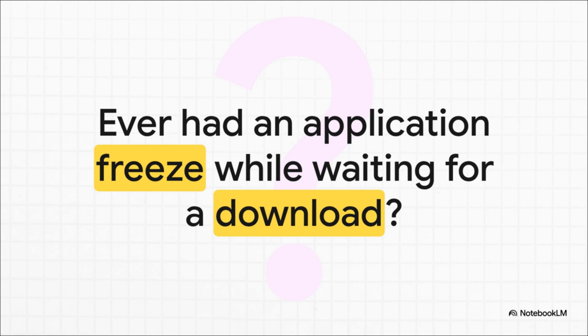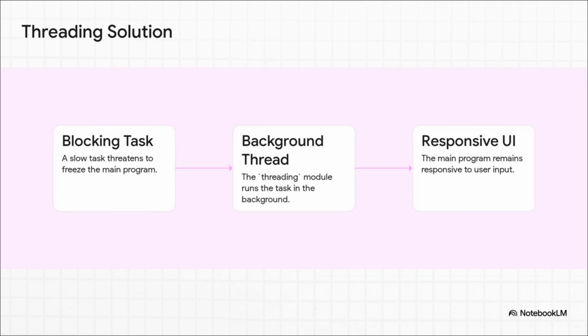Staring at that spinning wheel of death, just wondering if the program has completely crashed. The problem, almost always, is a single-threaded app that's totally blocked, waiting for some slow operation to finish. The classic solution here is threading. You take that slow blocking task and you give it to Python's threading module to run in the background on a separate thread. This frees up your main program so it can stay completely responsive, handling clicks, and keeping the UI feeling alive. No more freezing.